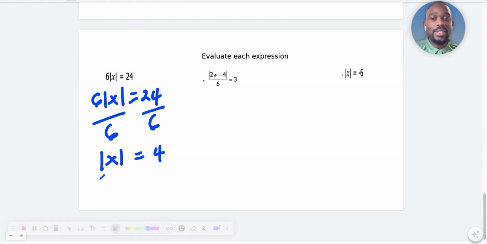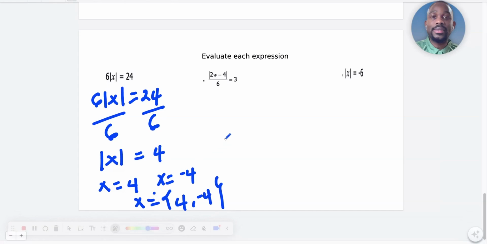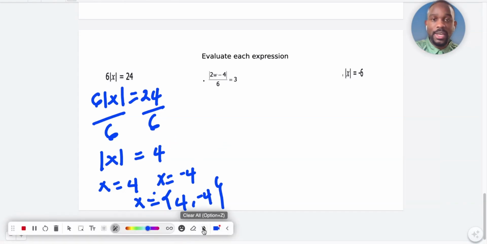That means if I get rid of this absolute value, x can equal a positive 4. x can also equal a negative 4 without the absolute value symbol. So that means the solution set of x is 4, negative 4. That's what it means. All right, simple, right? Okay, try out the next problem. Pause the video, try out the next problem, and then see if we get the same answer.